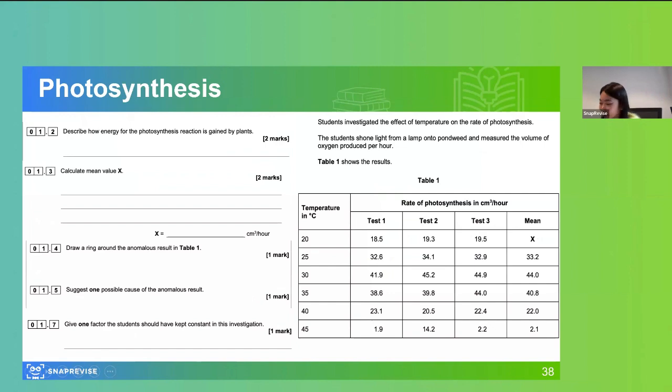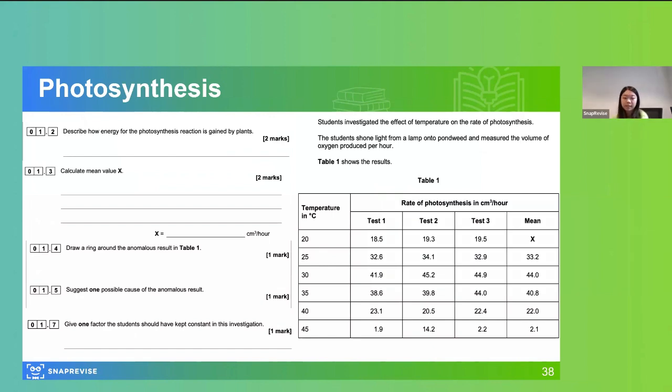This is a massive question. It's very big, but all of these parts are very self-explanatory and easy, so I'm just going to work through them with you. The first part is asking you to describe how energy for the photosynthesis reaction is gained by plants. I see that it's worth 2 marks, so I need to write 2 points. First thing, how energy for the photosynthesis reaction is gained by plants. It's going to be light. That's the only thing it could be.